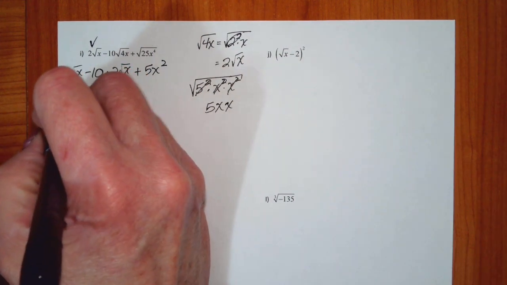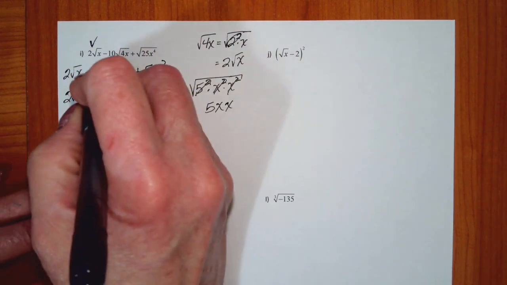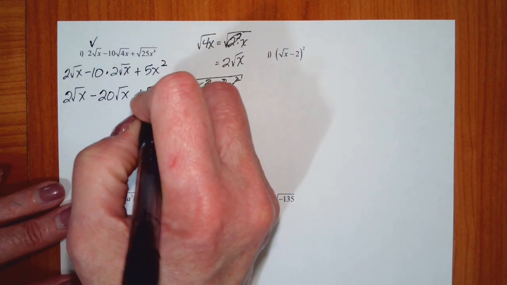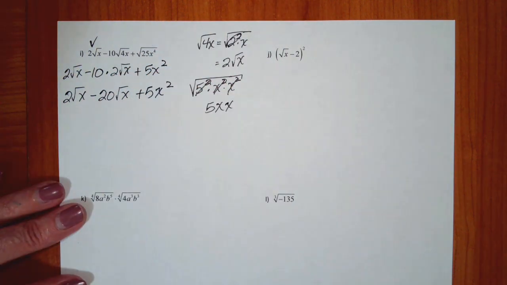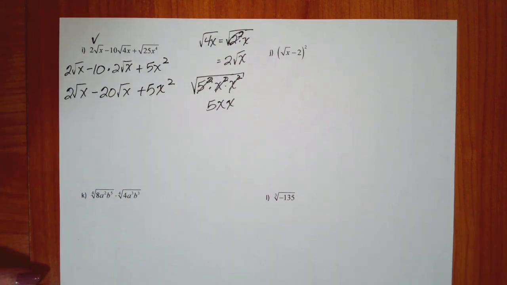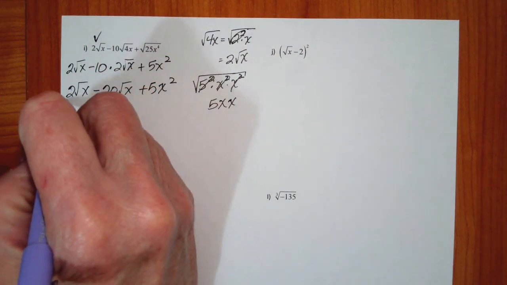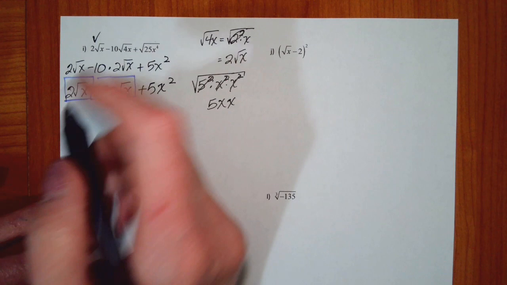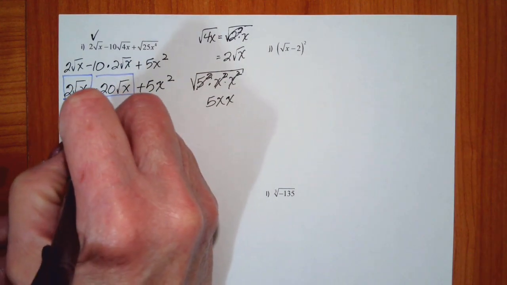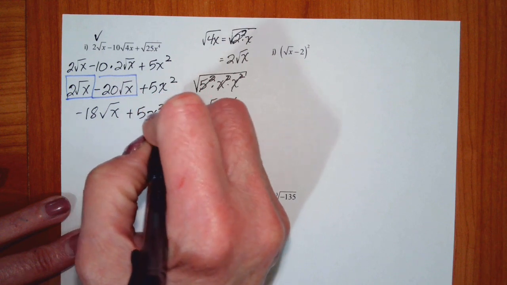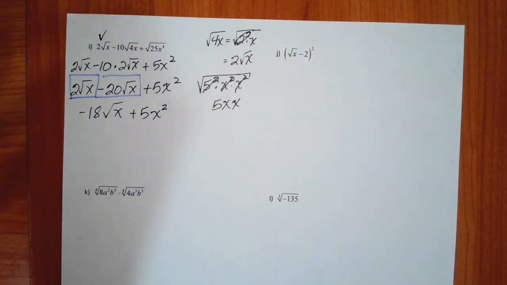So this really becomes 2 root x. 10 times 2 gives me 20 root x plus 5x squared. Now I'm going to combine anything with like radicals. So I have a 2 root x and a negative 20 root x. So that gives me negative 18 root x plus 5x squared. And that's as far as I can go with that.